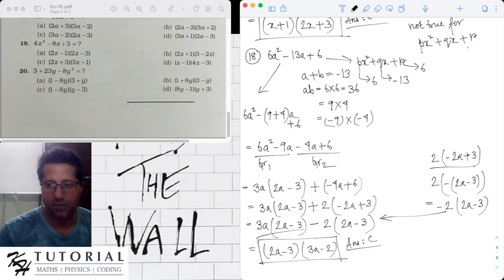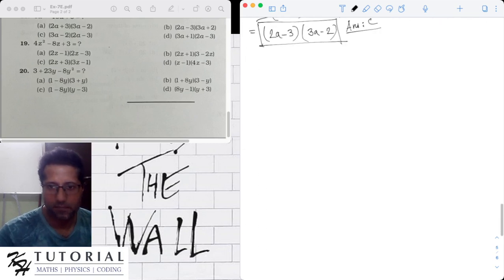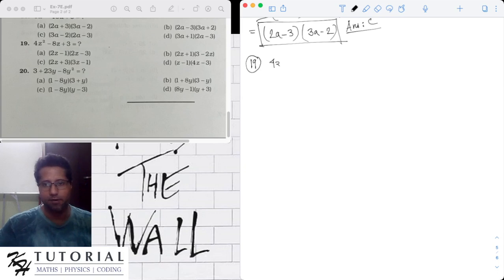Okay, let's do problem number 19. It is also a quadratic trinomial, 4z square minus 8z plus 3, and it is of the form px square plus qx plus r, where p is 4, q is minus 8, and r is 3.